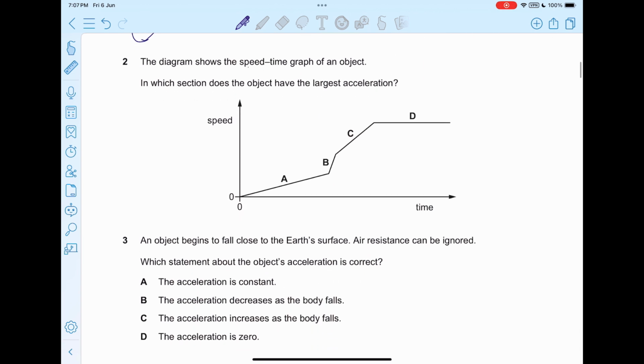Second question, the diagram shows the speed-time graph of an object. In which section does the object have the largest acceleration? So in a speed-time graph, acceleration is the gradient, and since they said it's the largest, it has to be the steepest. So looking at the graph, we can see that B is the steepest, so the answer is B.